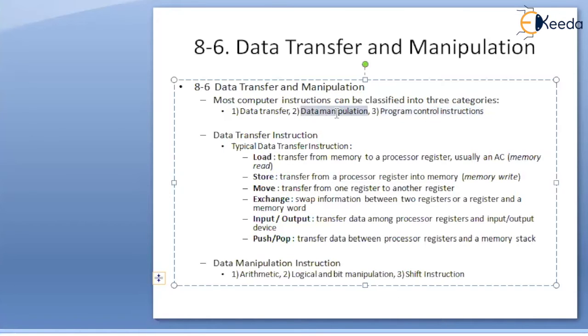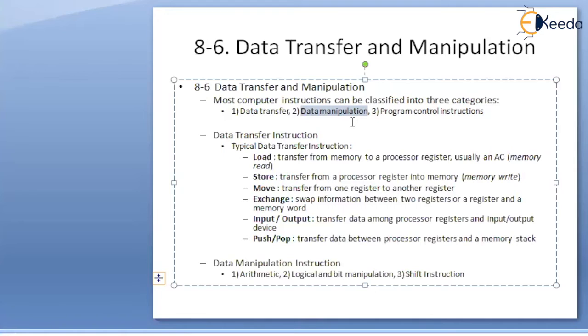When it comes to the data manipulation instructions, when one of these instructions gets executed, then the data will get manipulated. The data will get changed. The data transfer instruction does not affect the data at all. The data as it is will get transferred from one location to another location. But when one of the data manipulation instructions gets executed, data will get manipulated.